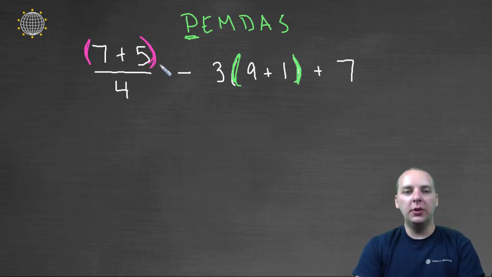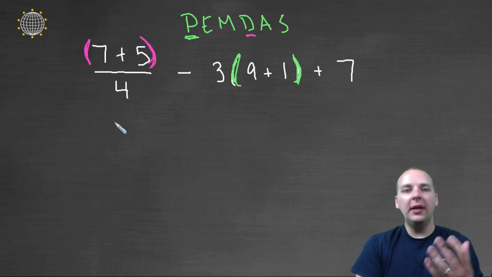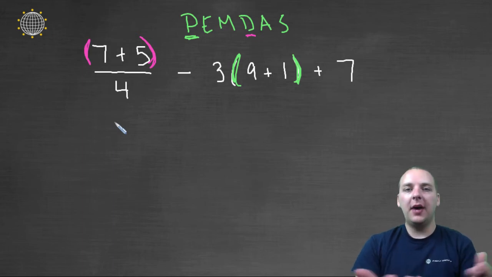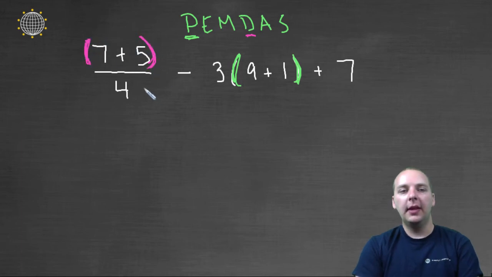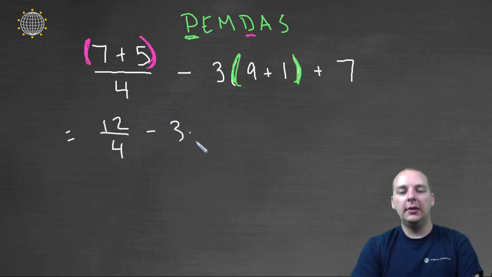And the reason is, when you see division, what would you divide 4 by, or 4 into? What would we divide by 4? I don't know, it's 7 plus 5, whatever that is. And so obviously we would have to figure out what 7 plus 5 is before we could divide it by 4. And so there's an understood grouping in any numerator or denominator. So step 1 would be to say 12 divided by 4 minus 3 times 9 plus 1 makes 10, and then minus 7. Okay, so parentheses are done.